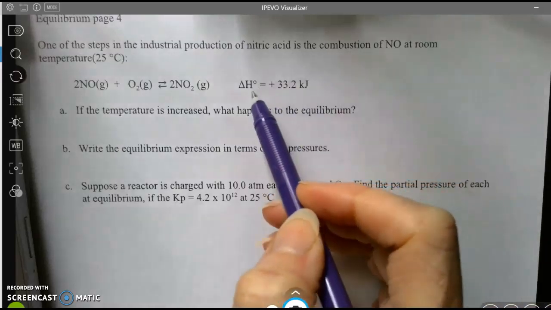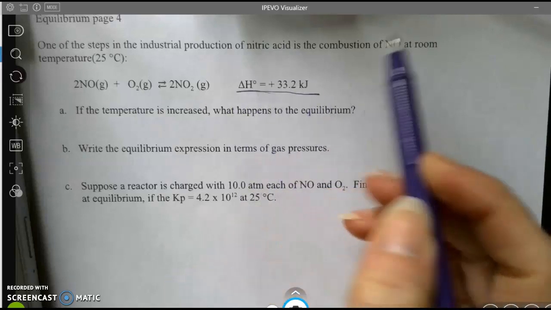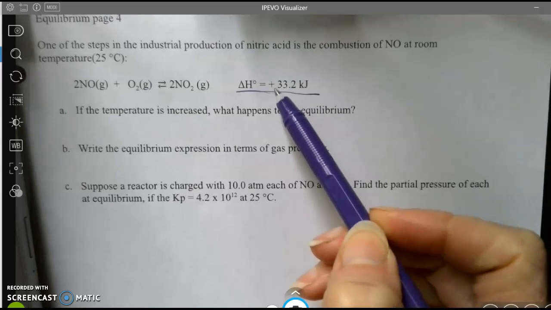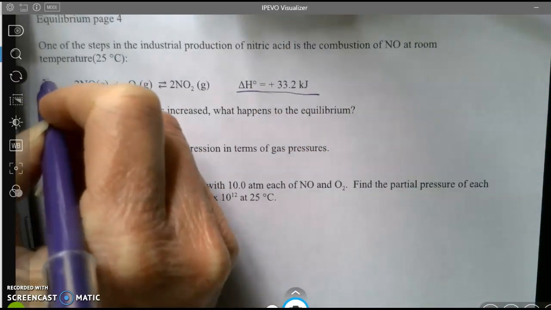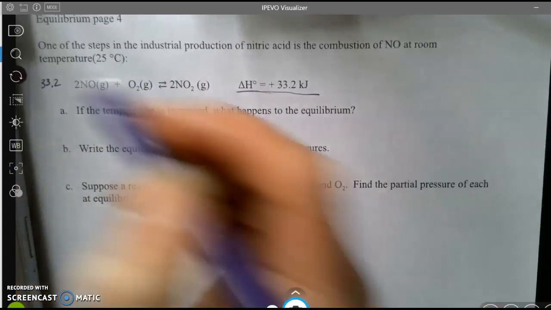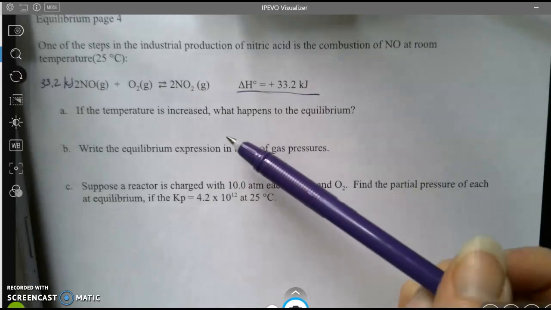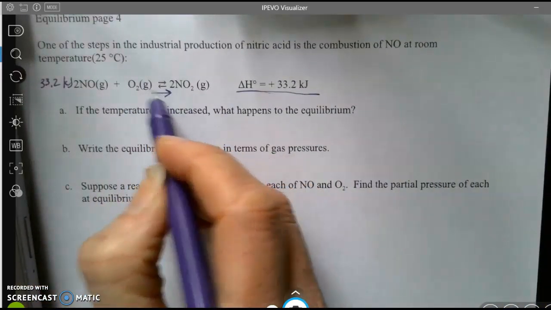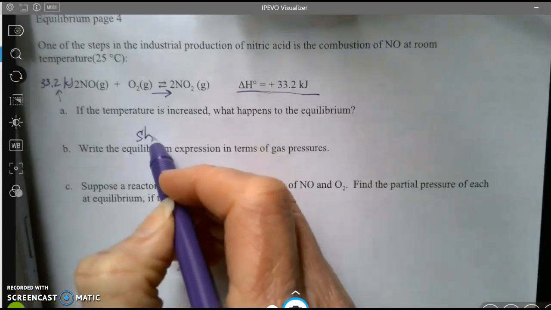So again, remember you have two ways to see how heat is being added here. It can be written off to the side with the plus or minus sign. This positive tells us it's endothermic, so you could also see it written as a reactant. I think that's important for this one. So if the temperature is increased, we're going to shift to the right because it's like adding more reactant. So that shifts to the right.